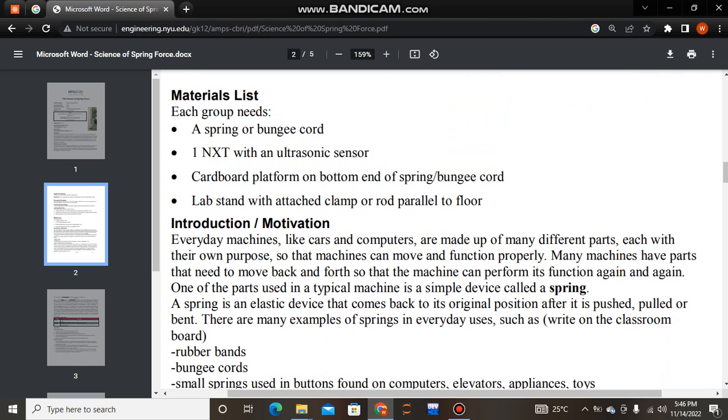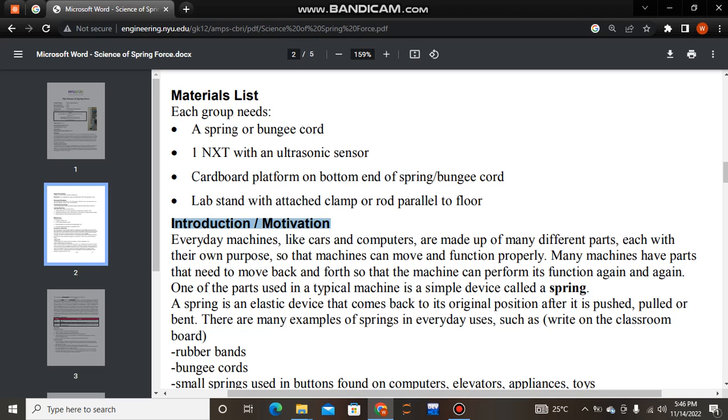Material list: a spring or a bungee cord, one NXT with an ultrasonic sensor, a cardboard platform on the bottom end of the spring or bungee cord, and a lab stand with an attached clamp or rod parallel to the floor.